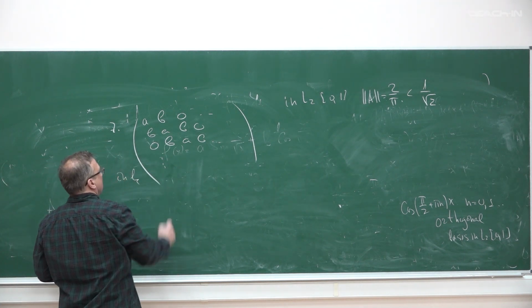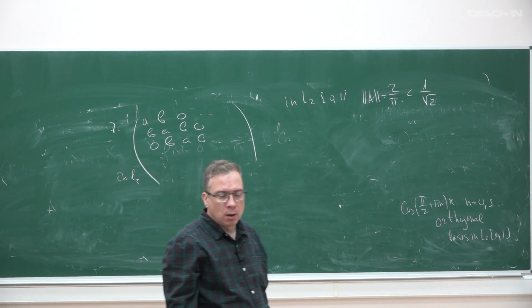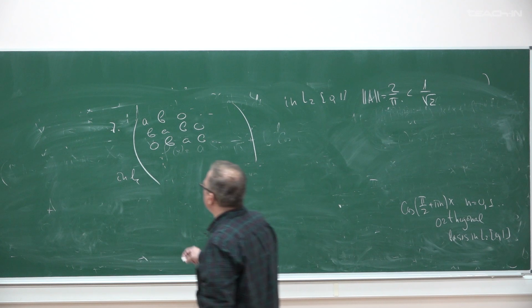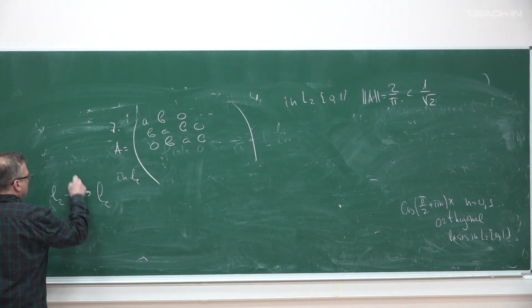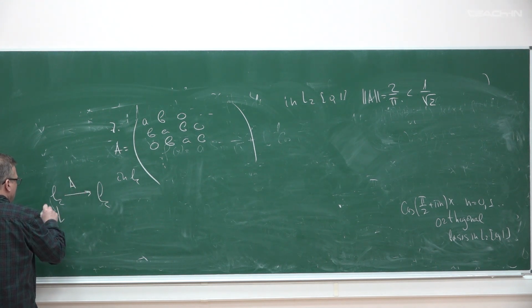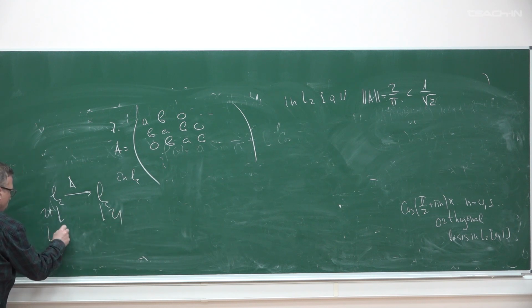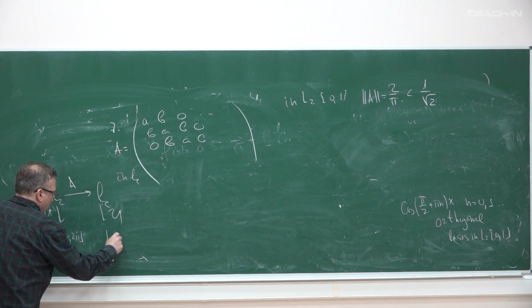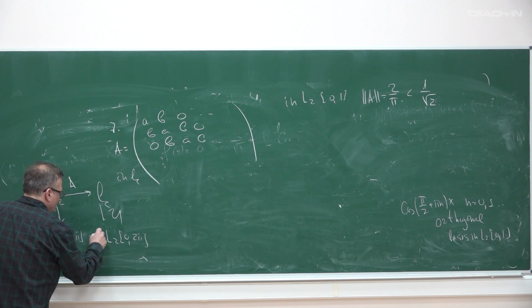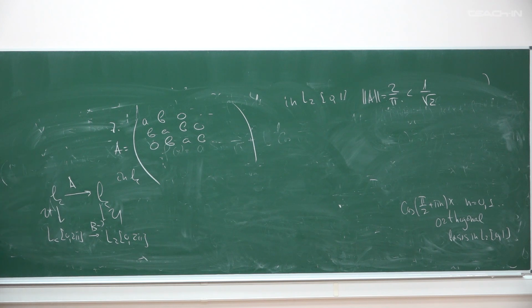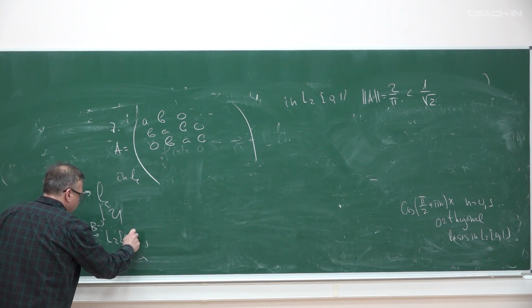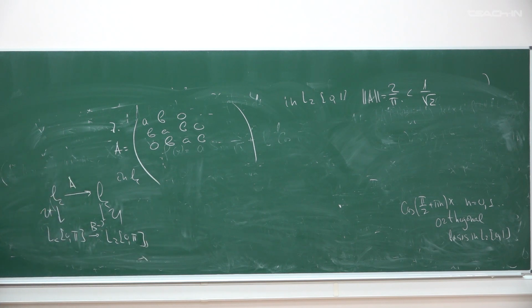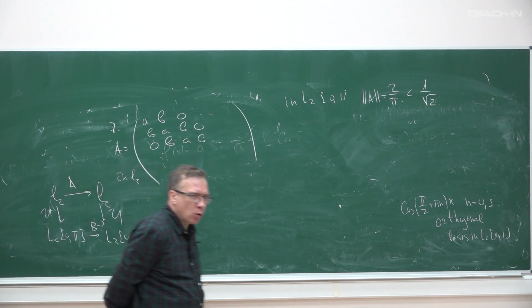Idea: find a similar operator. So it is operator A on L2, unitarily isomorphic to an operator B on L2 from 0 to pi. How does B look like? Oh, sorry. I take another space, the space from 0 to pi. Why is it more convenient?